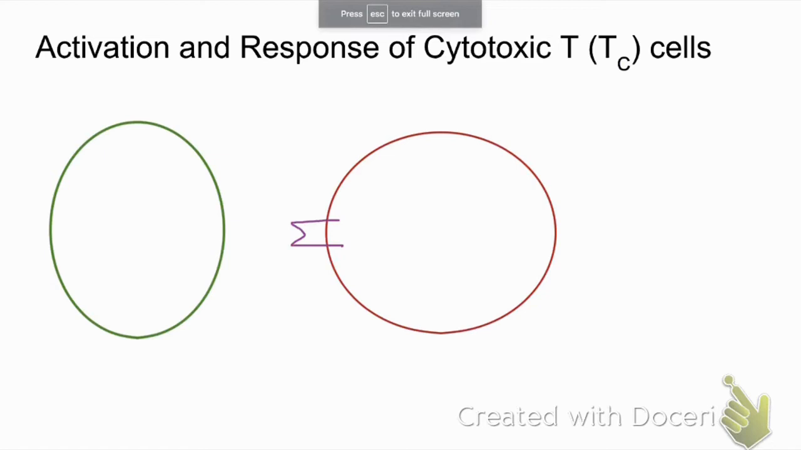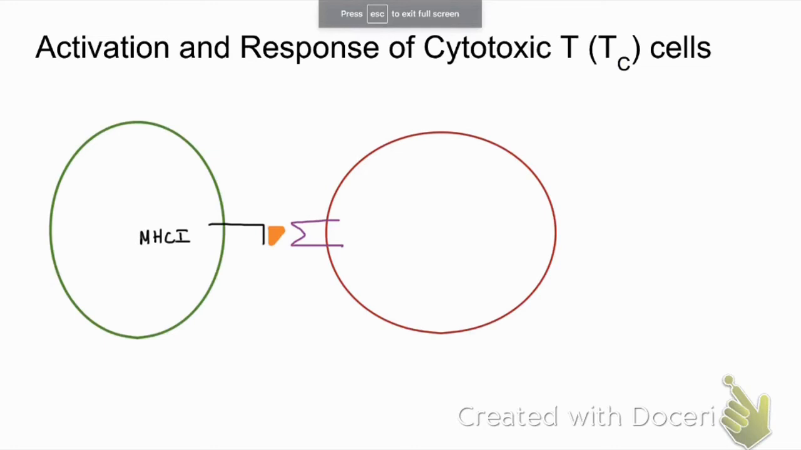And the way that these cells are going to work, again, our cytotoxic T cell is going to be shown in red. The green in this case is going to represent any cell that is presenting an antigen. And again, these cells are going to present antigens on MHC1. So in this case here, we're going to have our antigen again or our epitope in orange. In purple is our T cell receptor. And again, we require 3 signals for these cytotoxic T cells to be activated.